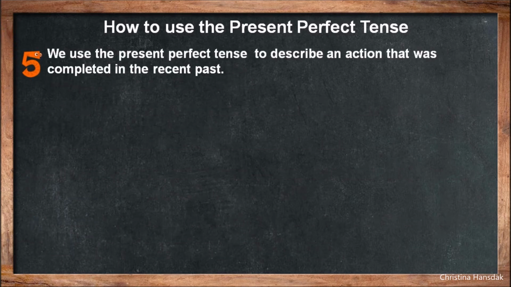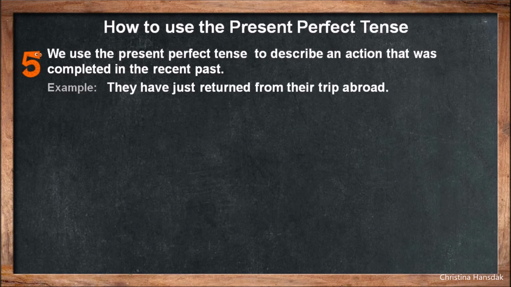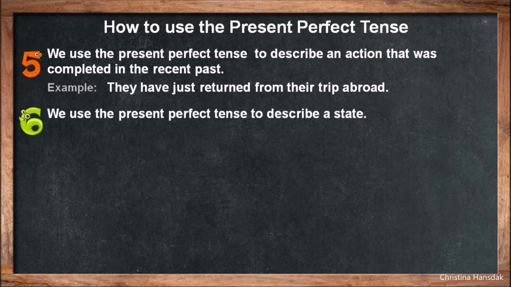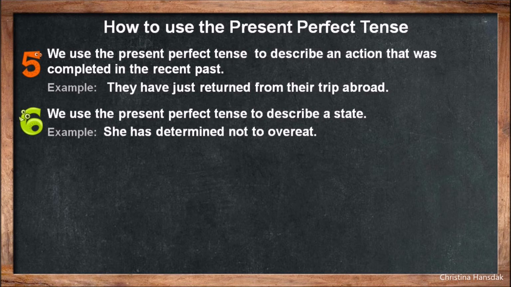Point number 5. We use the present perfect tense to describe an action that was completed in the recent past. Example, they have just returned from their trip abroad. Point number 6. We use the present perfect tense to describe a state. Example, she has determined not to overeat.